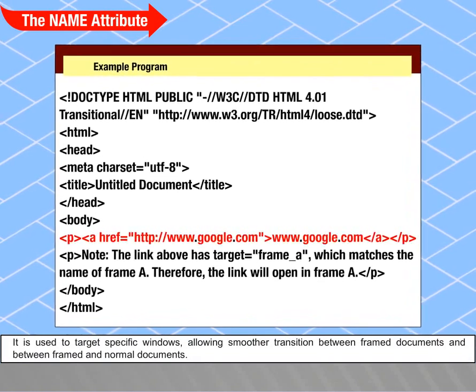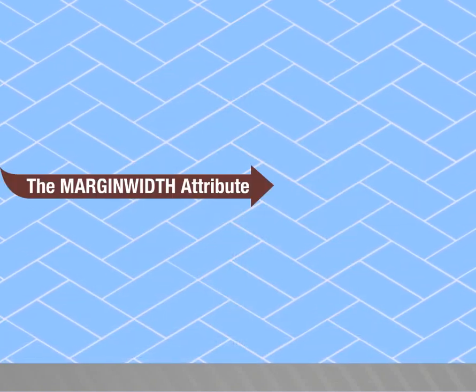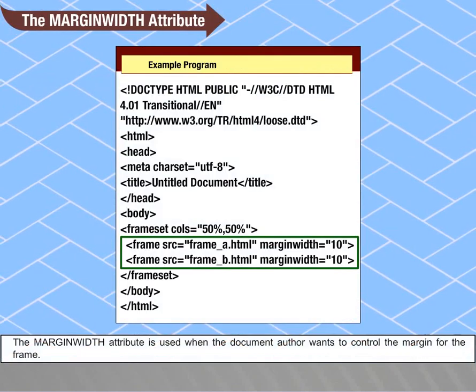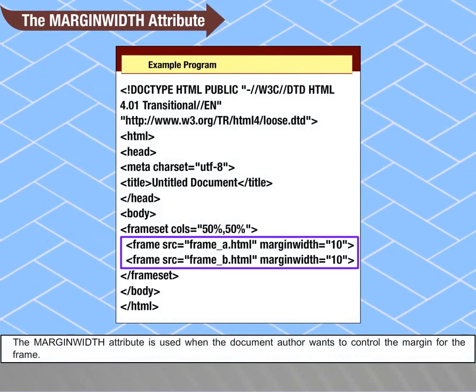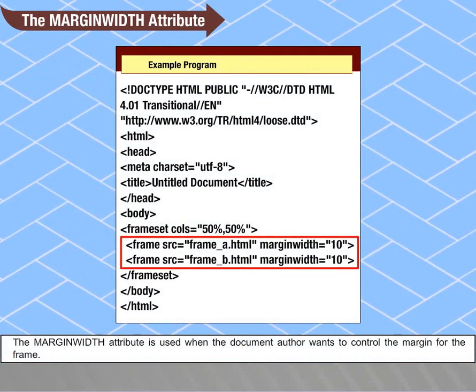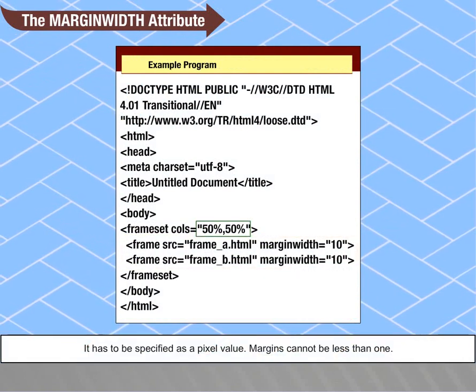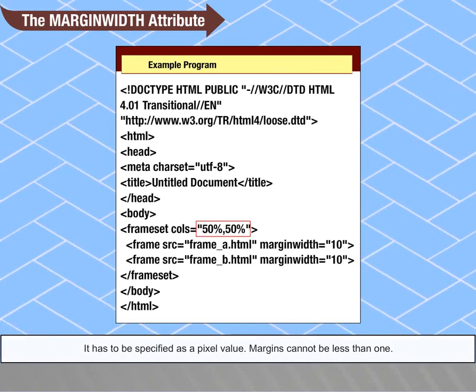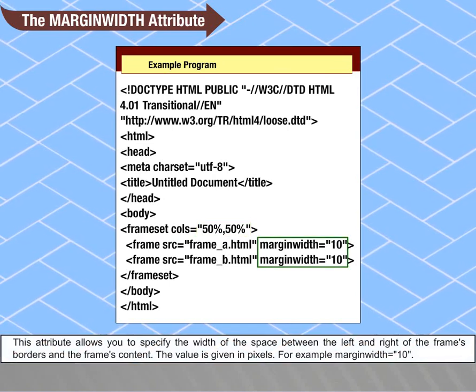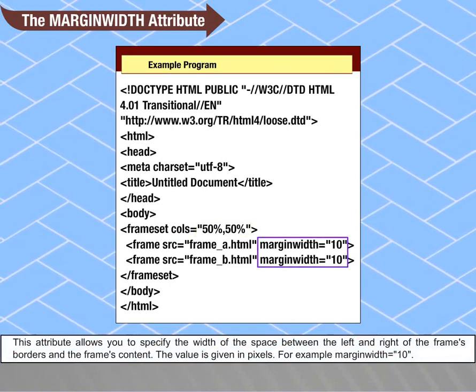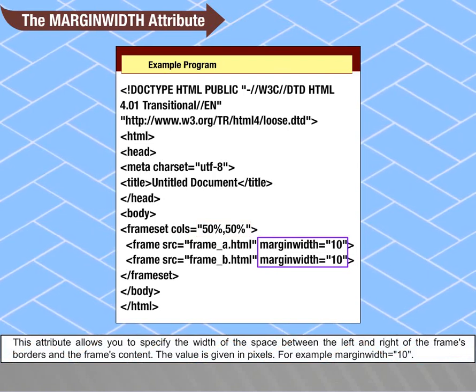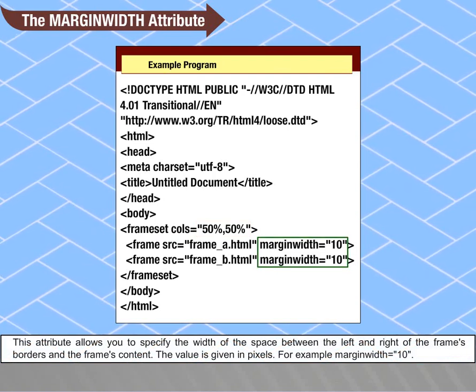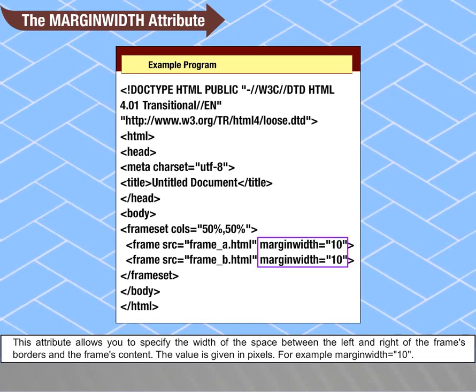The marginwidth attribute. The marginwidth attribute is used when the document author wants to control the margin for the frame. It has to be specified as a pixel value. Margins cannot be less than 1. This attribute allows you to specify the width of the space between the left and right of the frame's borders and the frame's content. The value is given in pixels. For example, marginwidth="10".